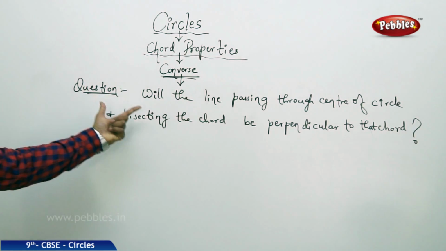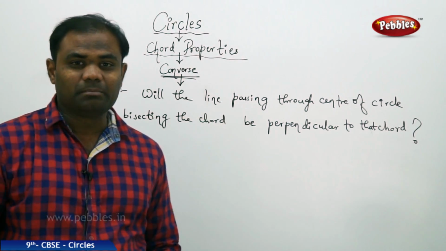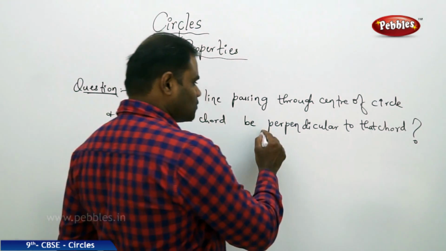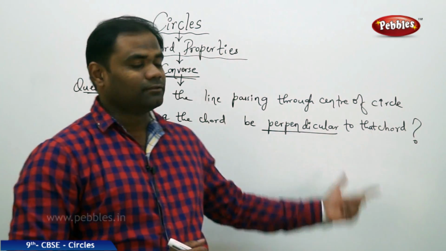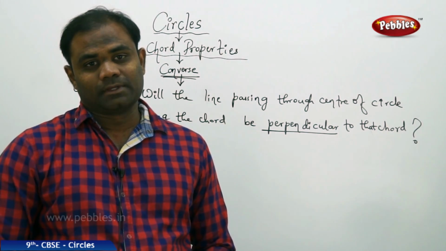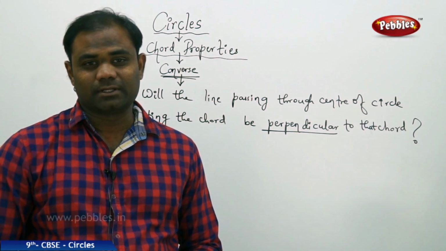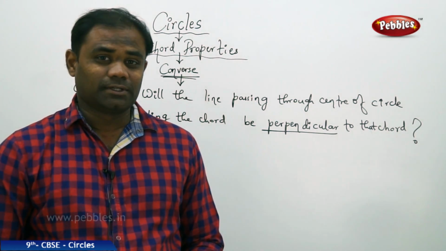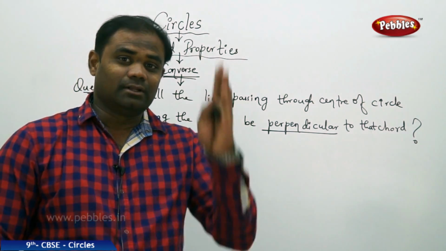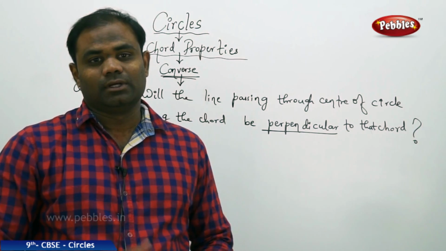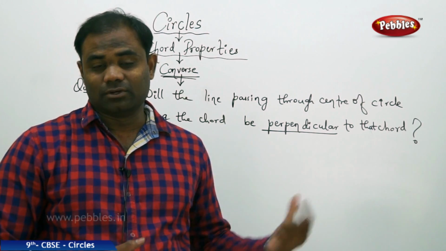So the question here is, will the line passing through the center of the circle and bisecting the chord be perpendicular to that chord? This is the center of attraction in the converse. So let's see if it makes it perpendicular. This is the converse of the previous statement. A perpendicular line passing through the center bisects the chord. But what if a line passing through the center bisects the chord, will it be perpendicular to the chord? That is the investigation in the converse. So let's see if this holds true.